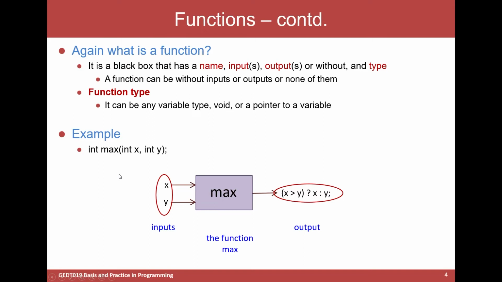This max function receives two numbers, and it will find for you which number is the maximum. For example, I pass x and y, and the function max will do some job inside. There is some C code inside this max function which will evaluate which one is bigger, and then it will return back for you the number which is bigger.